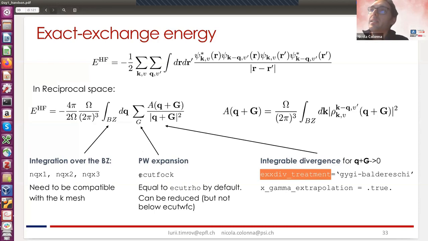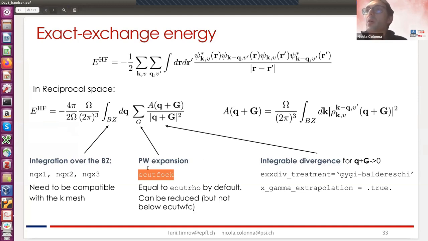And again, there is a separate cutoff for this sum. So it's controlled by ecutfock. By default, this is equal to the cutoff on the density, but you can also play with it if you want to speed up your simulation. But again, it's a converging parameter, so you need to be careful. If you change it, you need to do convergence tests and be sure that nothing is going to change. And for the integral over the Brillouin zone, by default, you use the same number of k points you use for the standard PBE SCF calculation, but you can also reduce them, and the relevant parameters are those three.